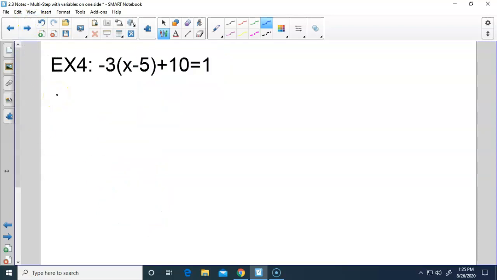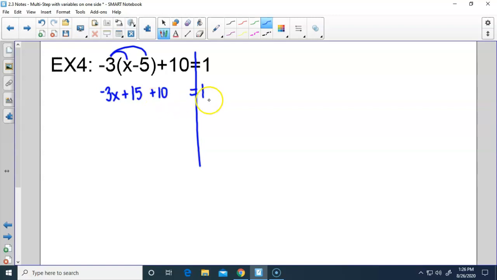Okay, for example 4, we've got -3 times x minus 5 plus 10 equals 1. And so we've got -3 times x, and then -3 times -5. So we'll have -3x. -3 times -5 is going to give us +15 plus 10 equals 1. Notice I did not distribute this -3 to the 10 because it's not inside of the parentheses. Now, distributing is our first step. The second step is to combine like terms.